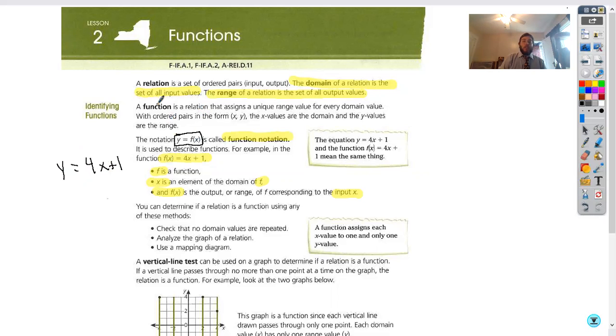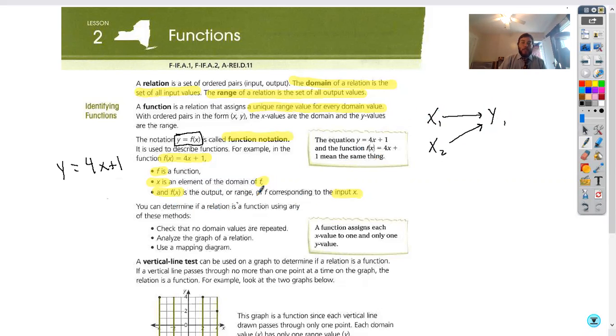Now, one important thing about a function is that there is a unique range value for every domain value. And what that means is that when we have some x values, each x value can only go to one range value. So each x only goes to one y. Now, more than one x can go to the same y, but there cannot be two y's that come from one x. And we'll take a look at that a little bit later on.